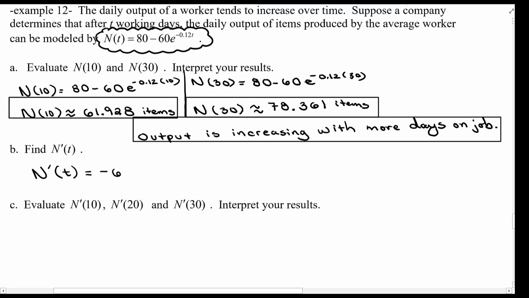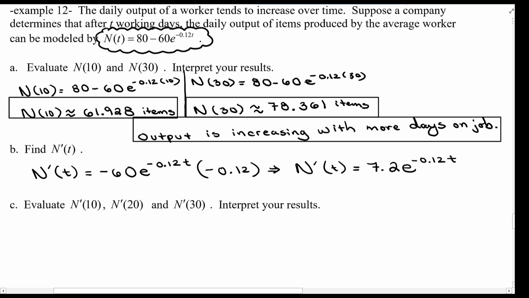N prime of t is equal to negative 60e raised to the negative 1200ths t power times, and here we're going to have negative 1200ths. I have an arrow here pointing to the right, so this is going to turn into n prime of t equals 7.2e raised to the negative 1200ths t power. That's going to be our derivative. I'm going to box that in.